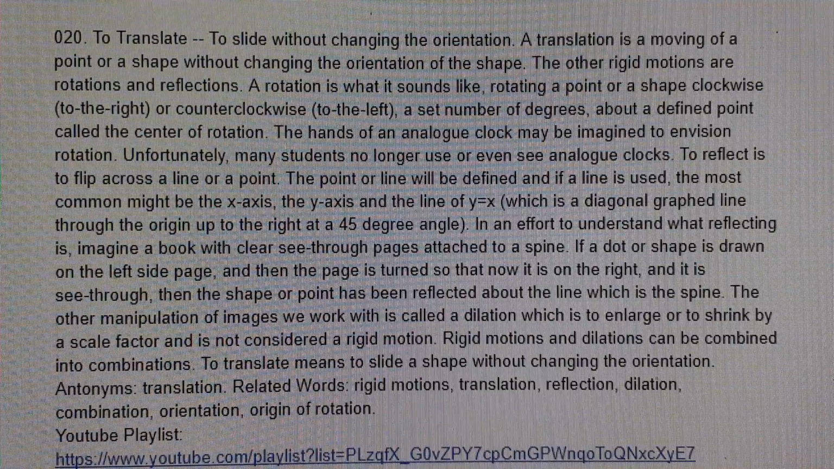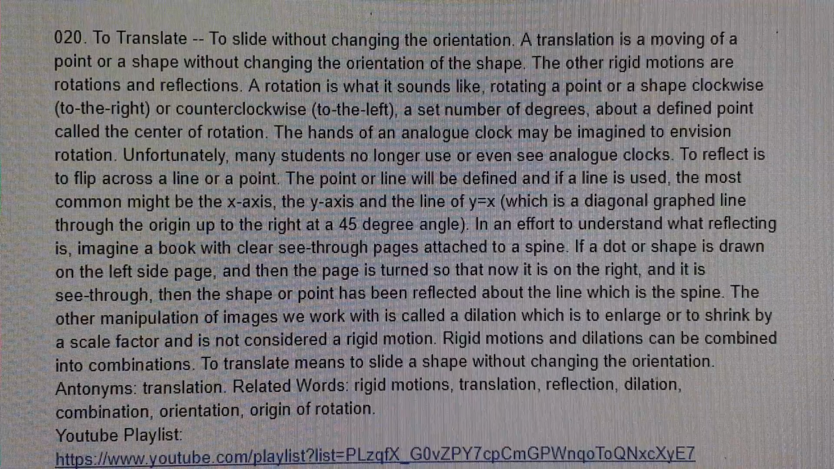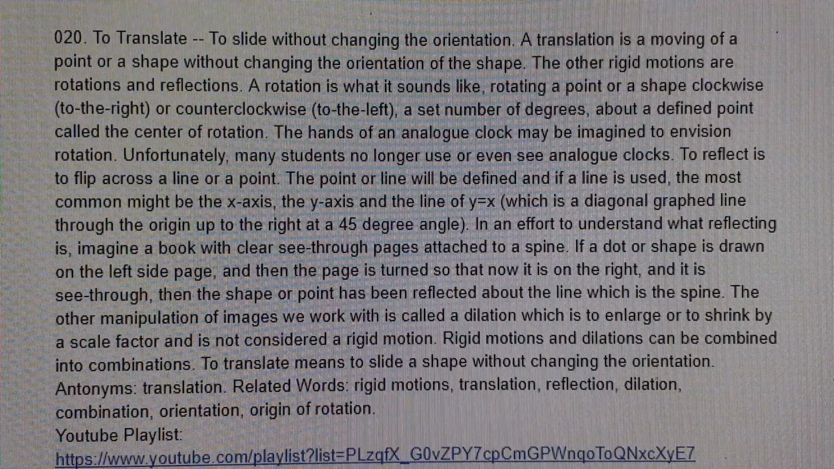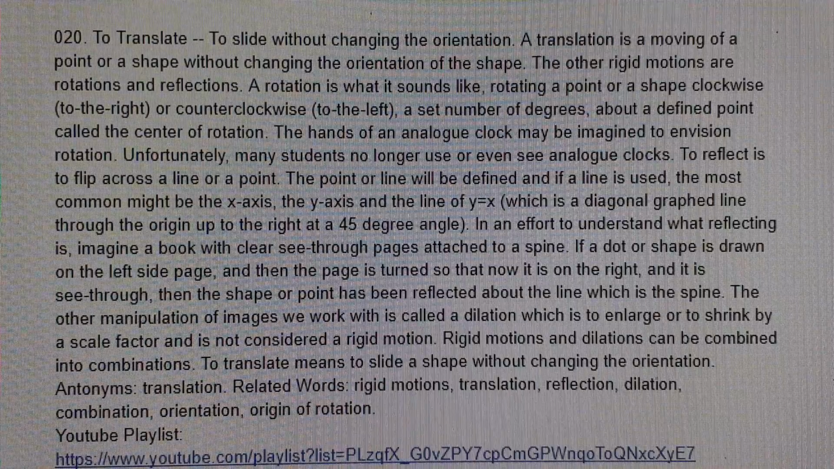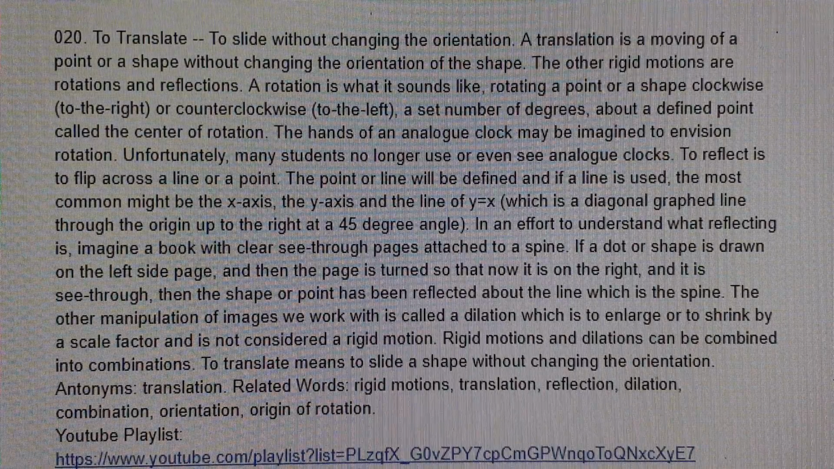Antonyms: translation. Related words: rigid motions, translation, reflection, dilation, combination, orientation, center of rotation.